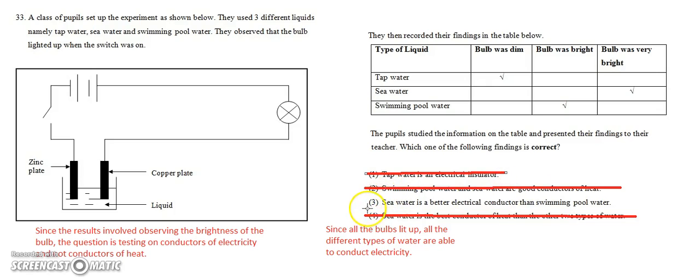Okay, so let's take a look at option 3. Seawater is a better electrical conductor than swimming pool water. If we take a look at seawater, it gives your bulb a very bright glow, whereas for swimming pool water, the bulb was only bright. So in a way, seawater gives a brighter bulb, so seawater is a better electrical conductor than swimming pool water. So in this case, the answer for this question is option 3.